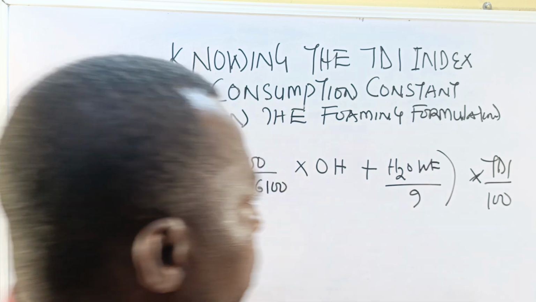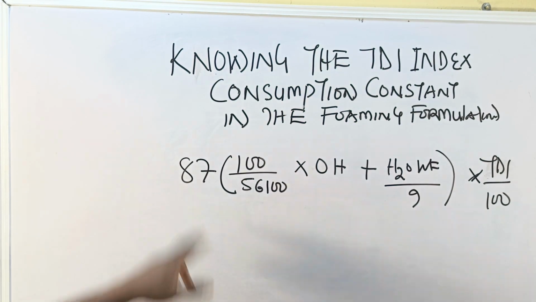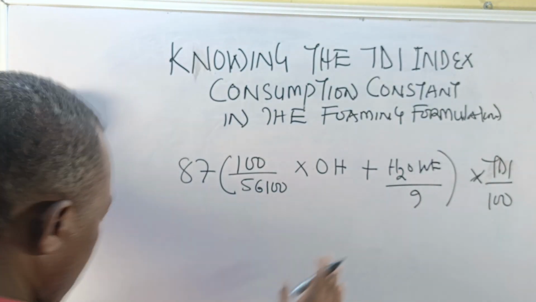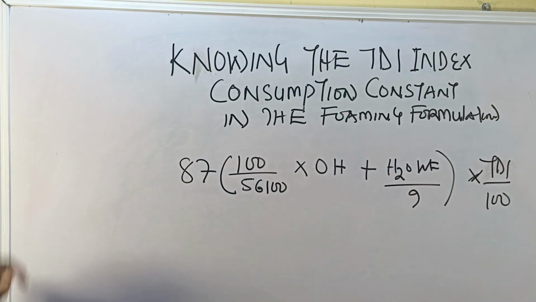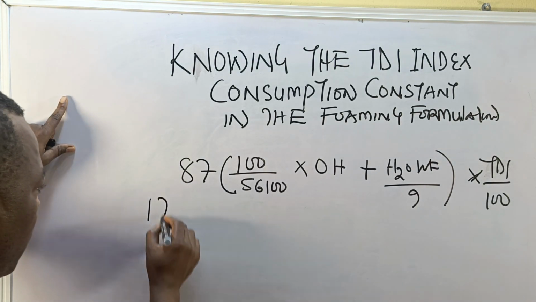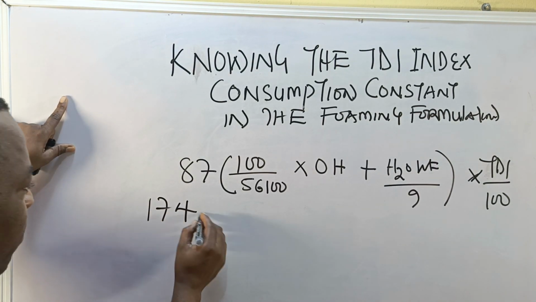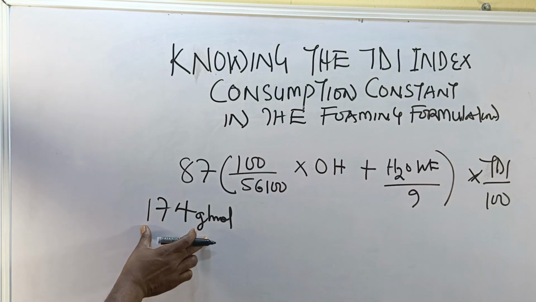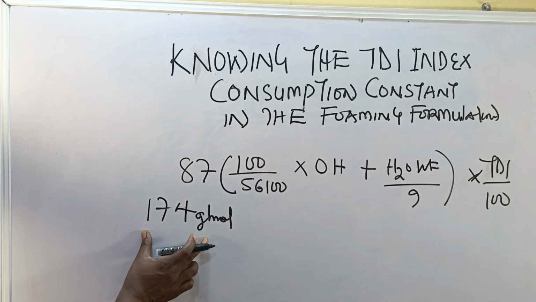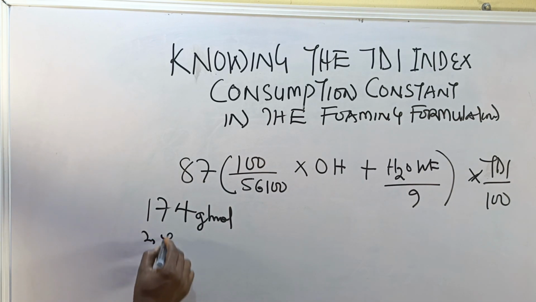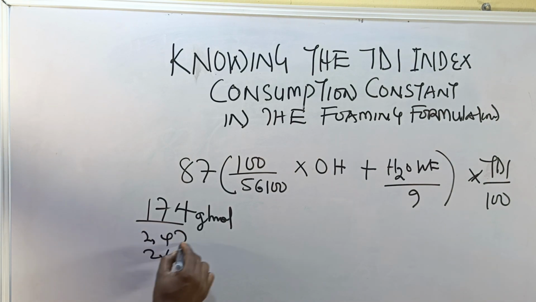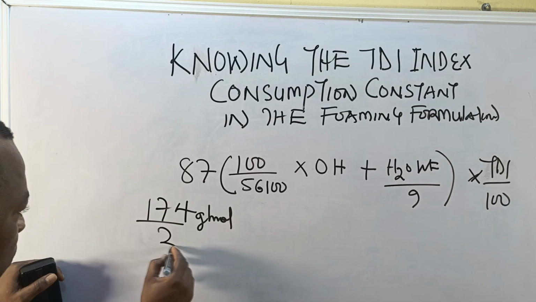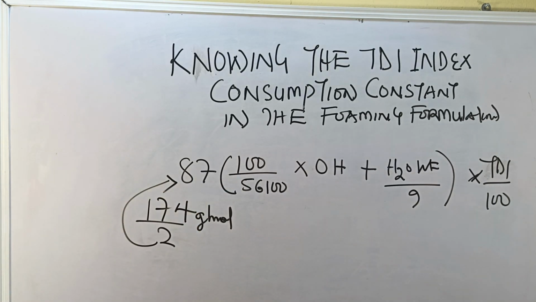Now, looking at this formula, this is 87. Remember, the entire bracket affects this. So 174 is the molecular grams per mole of TDI. Looking at toluene diisocyanate, it has two isomers, 2,4 and 2,6. So when you divide this by 2, you have 87.